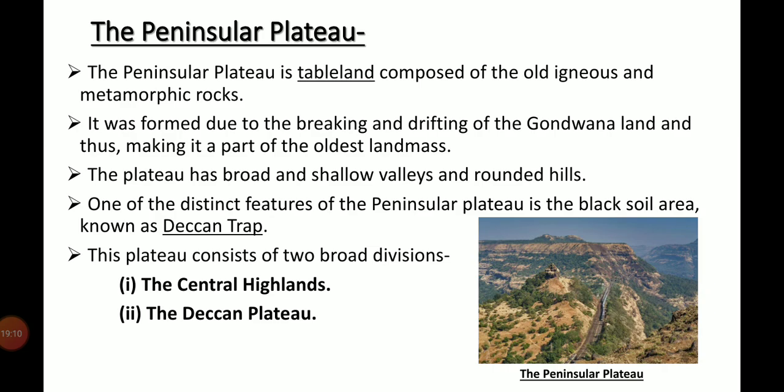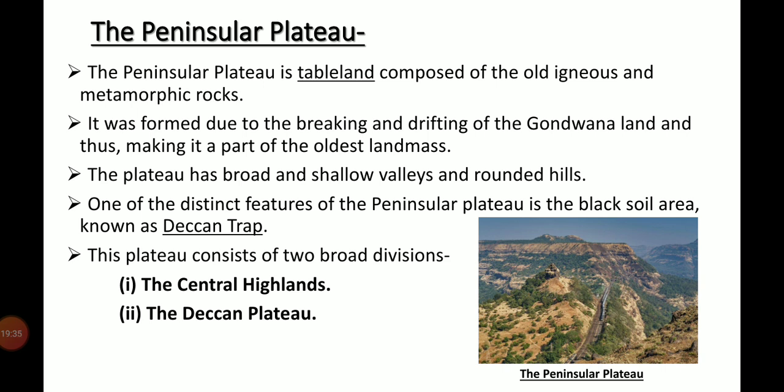Number 3 physical feature is the Peninsular Plateau. The Peninsular Plateau is a tableland composed of old igneous and metamorphic rocks. It was formed due to the breaking and drifting of Gondwana land, which is the ancient landmass, and thus it is a part of the oldest landmass.